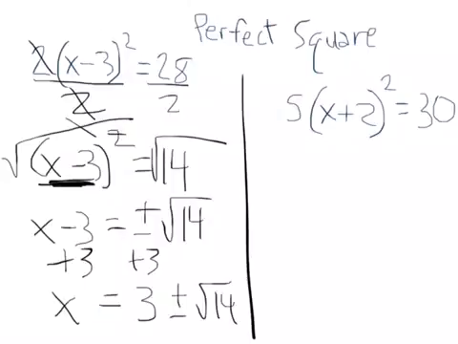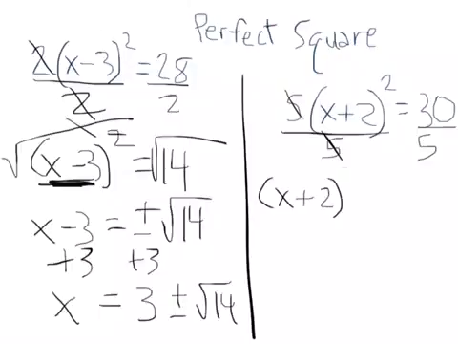Here's another example over on the right. I'm just going to do it too. So I have 5 multiplied by this equals 30. So first thing I'm going to do is get rid of that 5, on the left at least. Divide both sides by 5. Over on the left, 5 divided by 5 is 1. So I'm left with (x + 2)² = 30 divided by 5, which is 6.